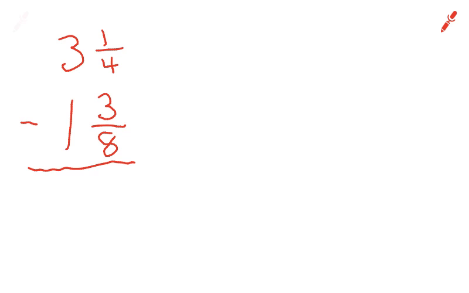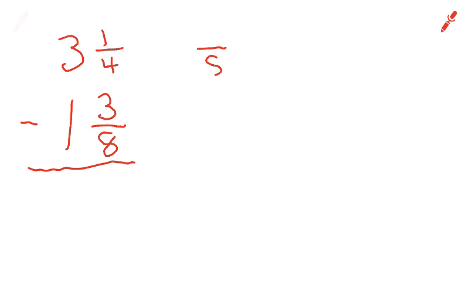So 1a, we have 3 and 1 over 4 minus 1 and 3/8. And we've said it over and over again: to add and subtract fractions, you must have common denominators. So we've got to think about our 4 and our 8. What is the lowest number that both 4 and 8 will go into? It's going to be 8.